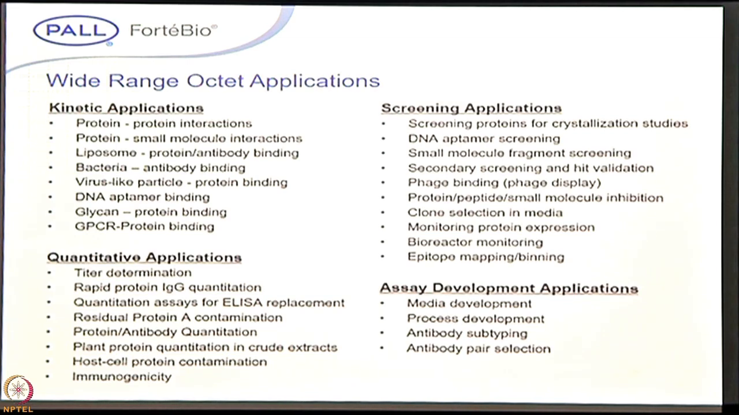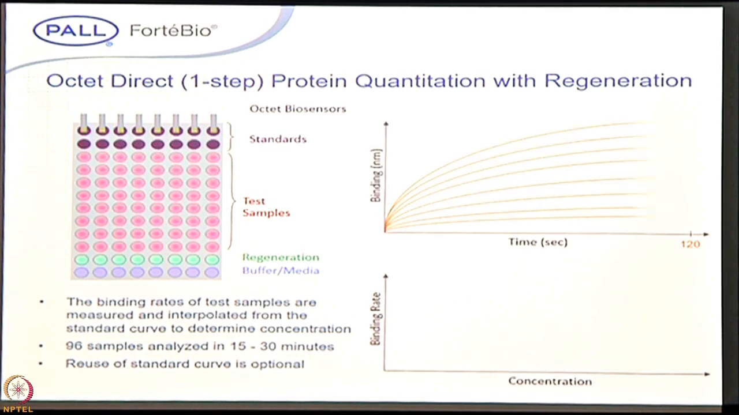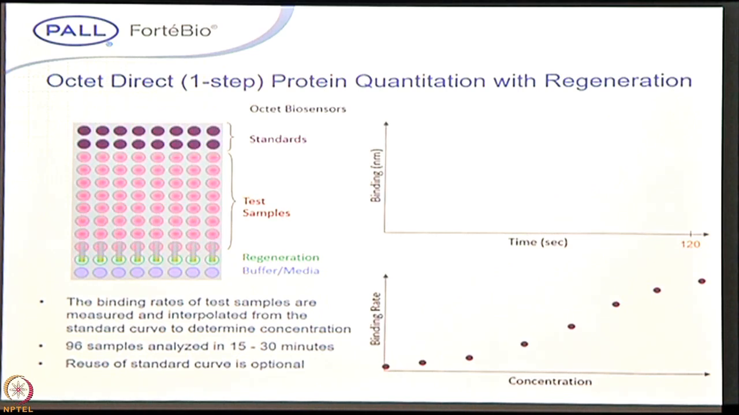So how exactly does it work? If you look at the animation, this is typically a protein quantitation, or any affinity-based assay. Suppose you are working with one of the His-tag proteins, and you want to know how much is expressed in your culture. Suppose I have a standard, and I dilute it in the 96-well plate, from lower to higher dilutions. Take 8 sensors, and when I dip in this, you can get a curve like this. Based on the binding rate versus the concentrations, the higher concentrations give bigger signals and the lower ones are smaller. Then the same sensor goes for regeneration, where the bound analyte gets washed off.